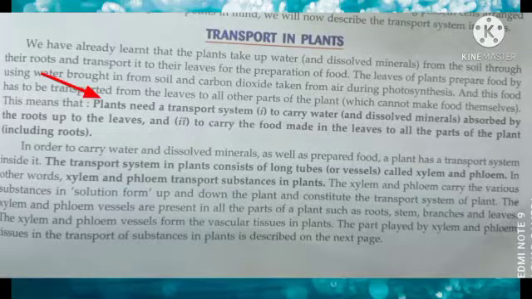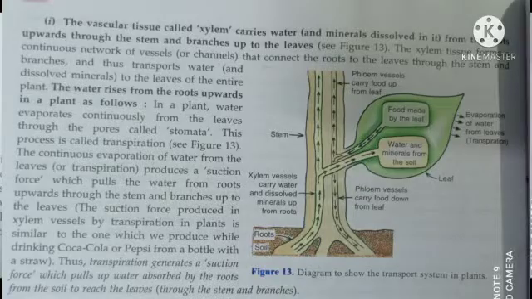Like animals, plants also need a transport system to carry water and dissolved minerals absorbed by the roots up to the leaves and to carry the food made in the leaves to all the parts of the plant including roots. The vascular tissue called xylem carries water and minerals dissolved in it from the roots upwards through the stem and branches up to the leaves.